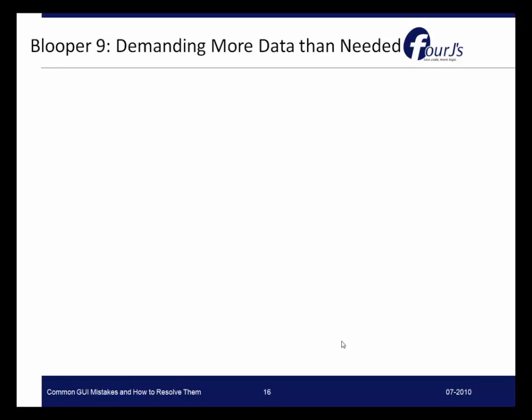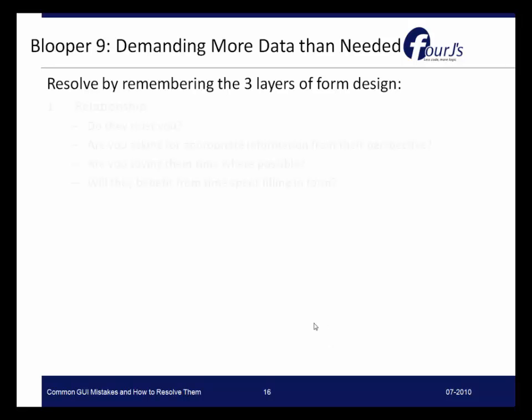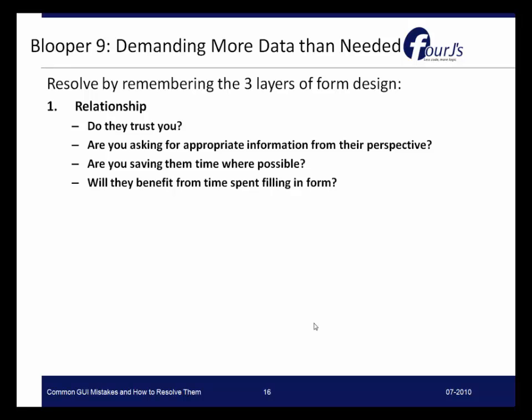Blooper number 9 is demanding more data than needed, and it's important to resolve this by remembering the 3 layers of form design. And the most important one here is the relationship. So everyone has experienced working with a program or working on a web-based form where you as the user are required to enter information that doesn't seem applicable or doesn't seem that it should be required. So again, you want to help the user through the form process by supplying as much information as possible, but also remember that the relationship layer for the form design is very important.